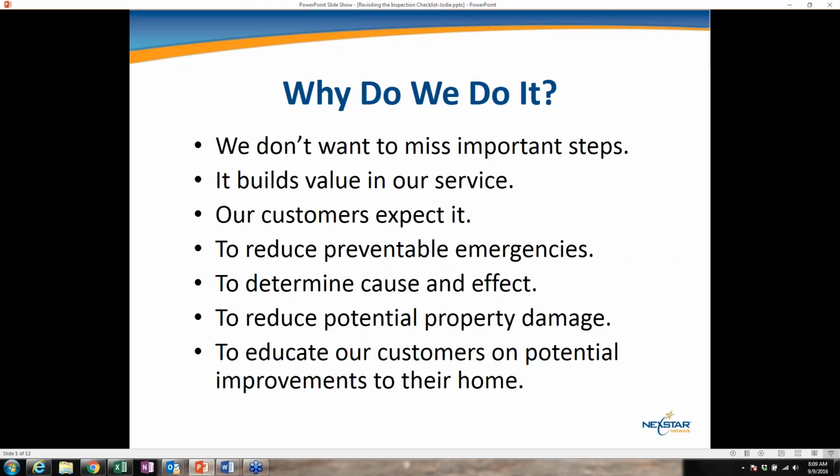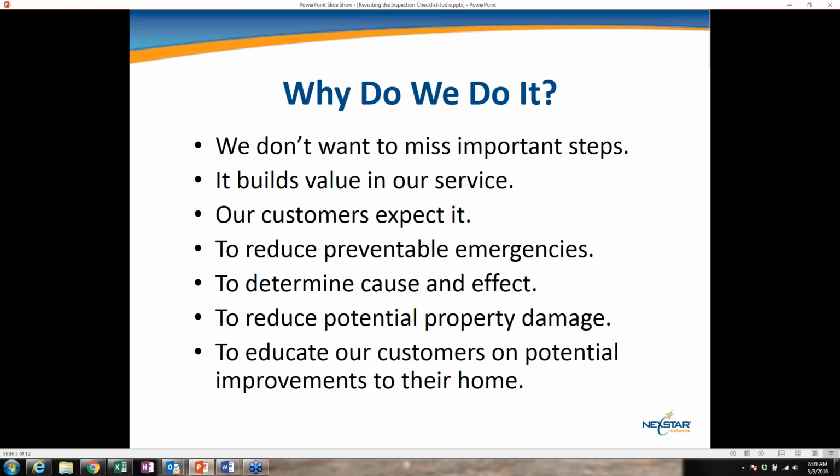So that's why this is such an important step, to be consistent and look for cause and effect. If you rebuild the toilet and then the next day it's still dripping because we didn't check the pressure on the house, that's a challenge, and the checklist can help keep us on track for that. It also helps to reduce potential property damage.